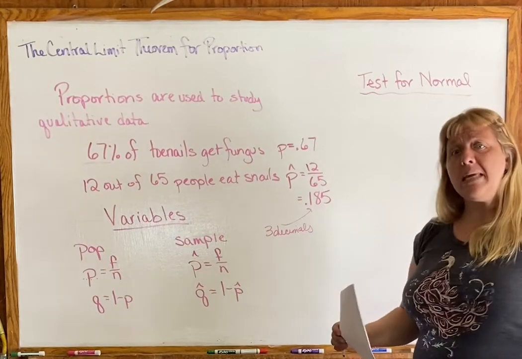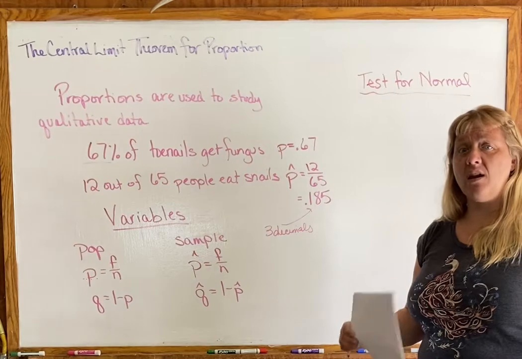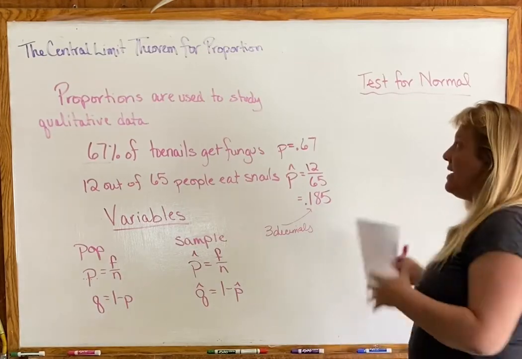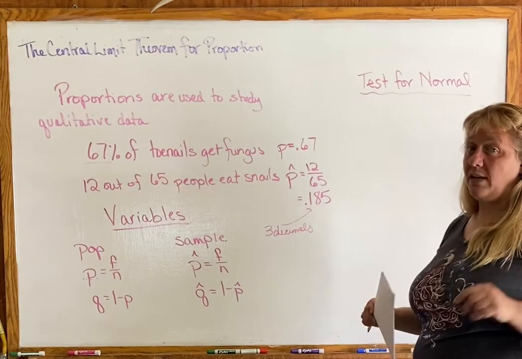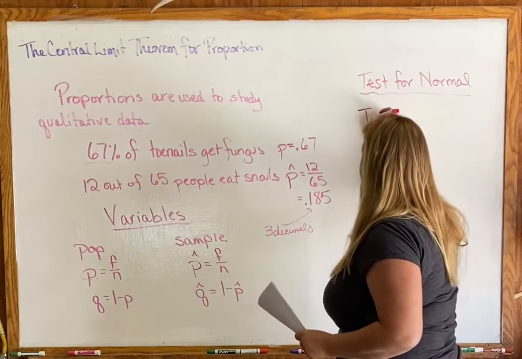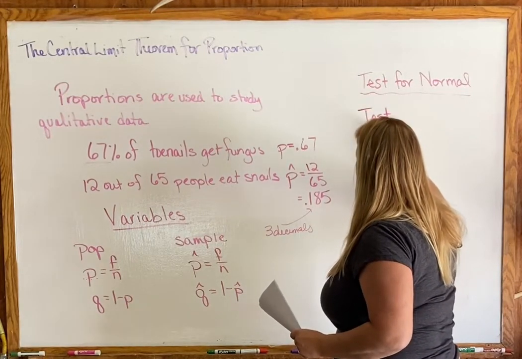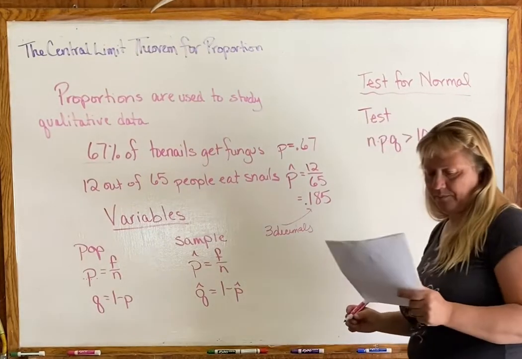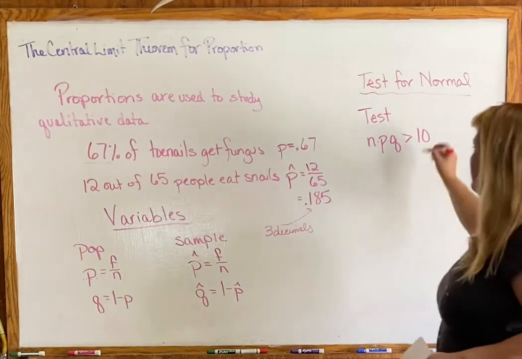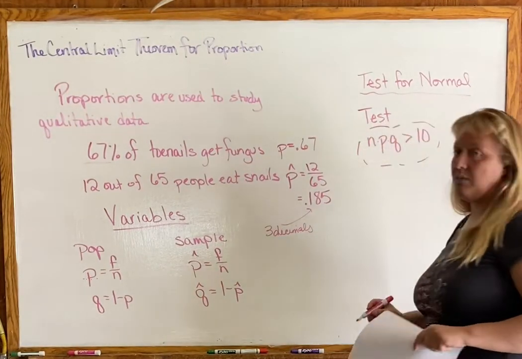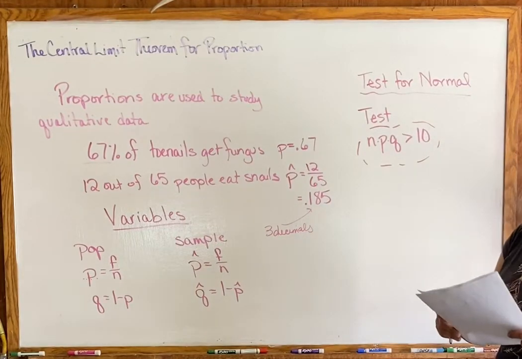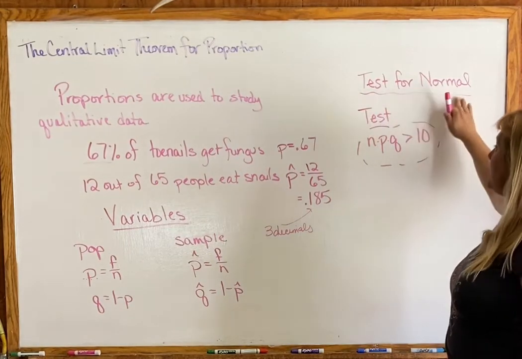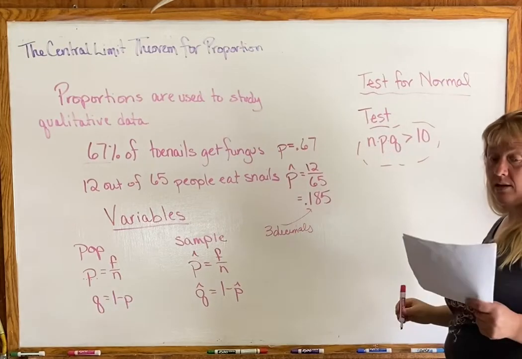Now, if it was the mean, we wanted our sample size to be greater than 30, right? If we're studying the mean, sample size greater than 30 works for us. If we're studying proportions, it doesn't work quite the same way. So the test here, instead of just n, it's n times p times q needs to be greater than 10. Okay? N times p times q needs to be greater than 10. So it's different than the regular central limit theorem.